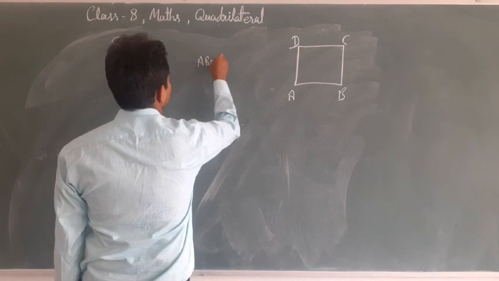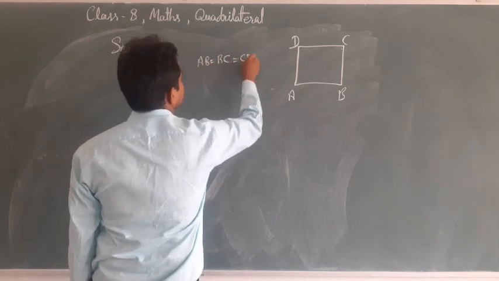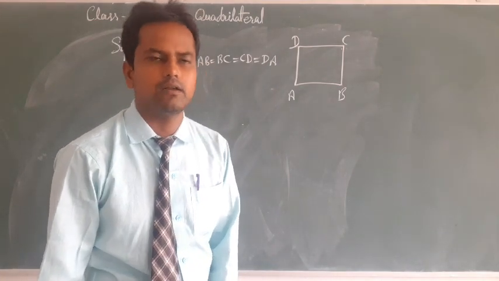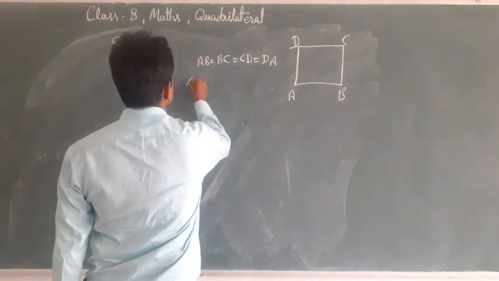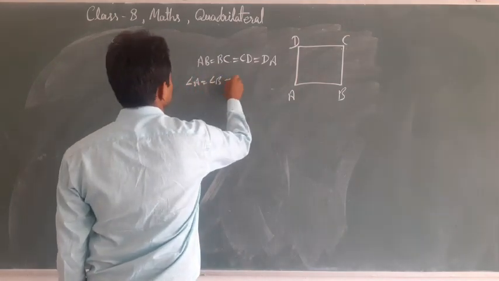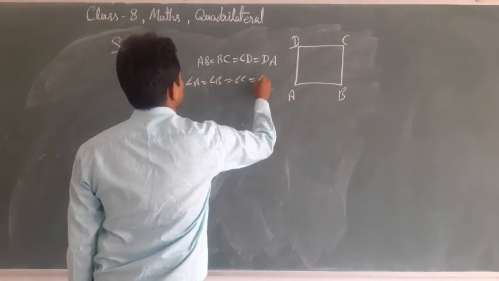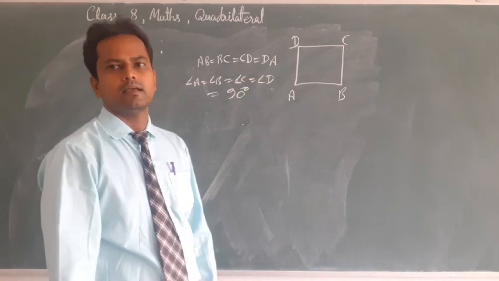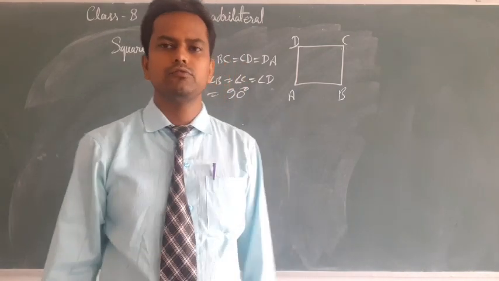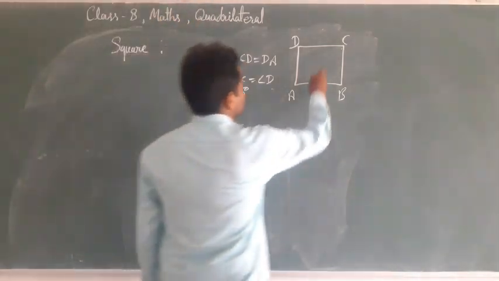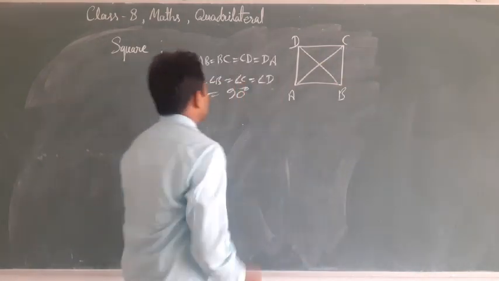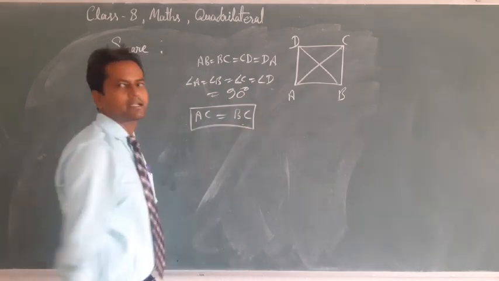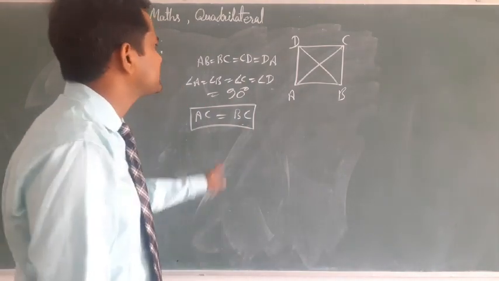It means AB equal to BC equal to CD equal to DA, and all angles are equal, that is 90 degrees. It means angle A equal to angle B equal to angle C equal to angle D, that is 90 degrees. And opposite sides are parallel to each other. And the diagonals, that is AC equal to BD, are equal to each other and bisect each other.